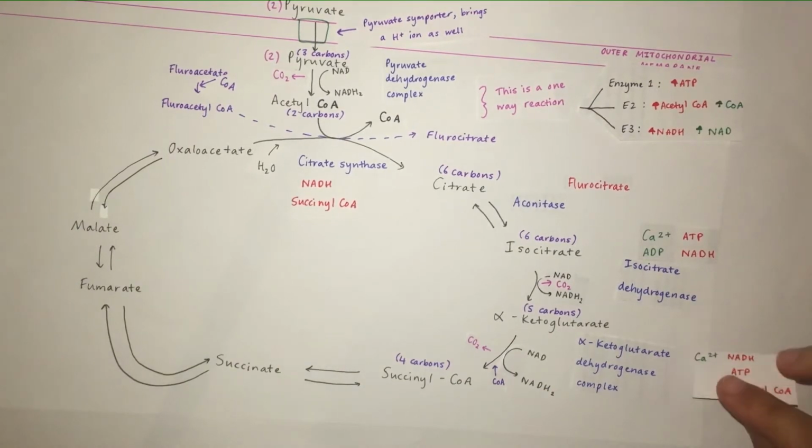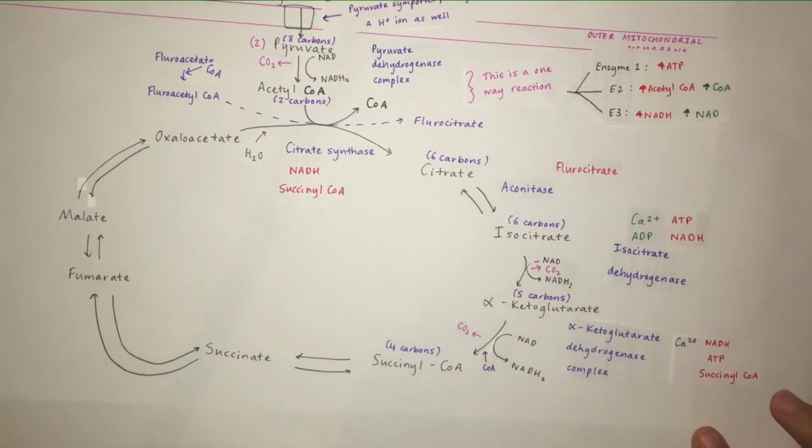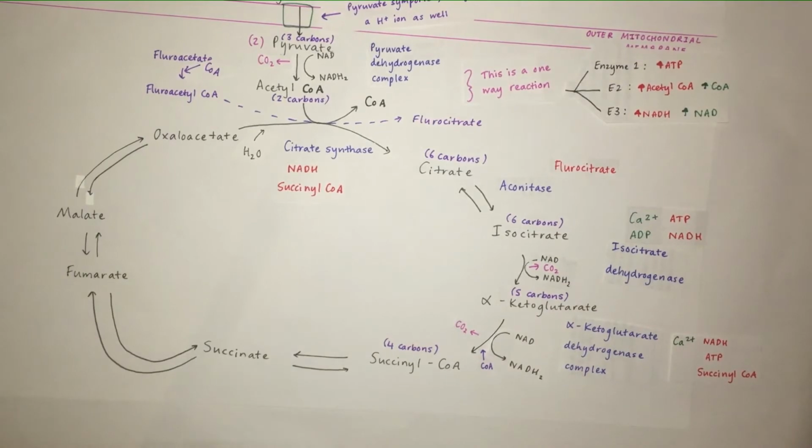Now the regulation of the alpha-ketoglutarate dehydrogenase complex: calcium ions promote this enzyme, while NADH, ATP, and succinyl-CoA inhibit this enzyme. So I recommend you commit those to memory again.